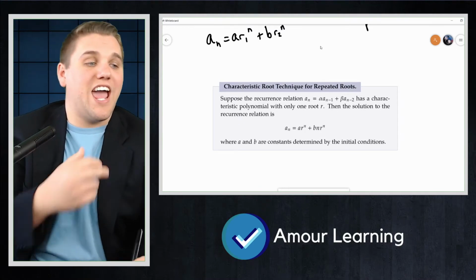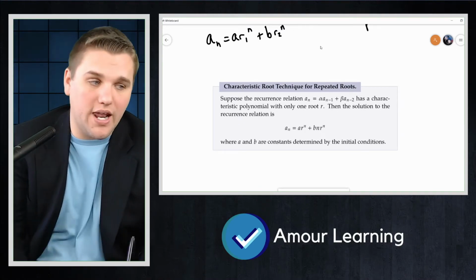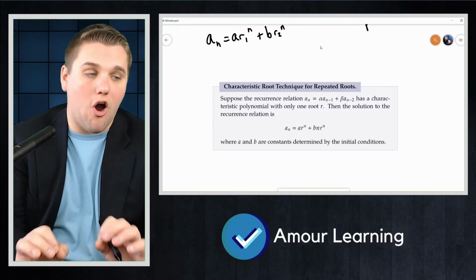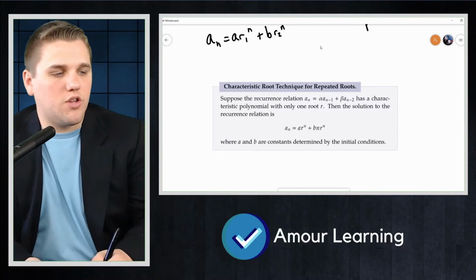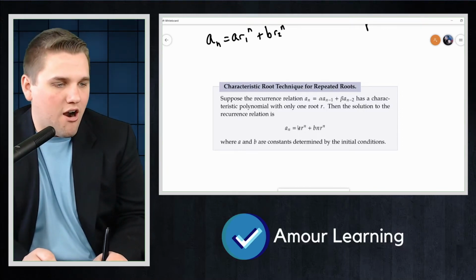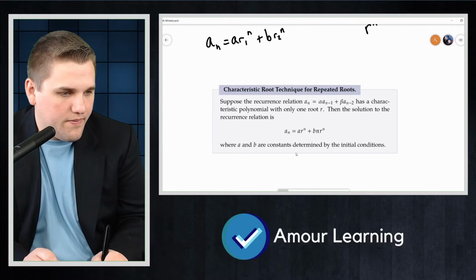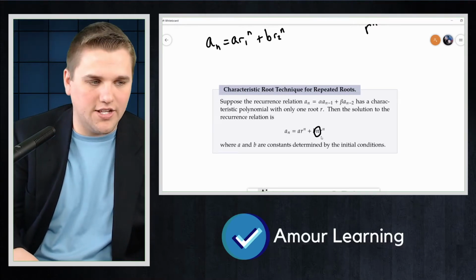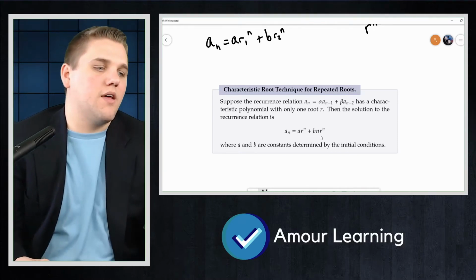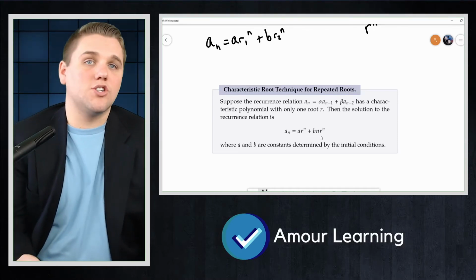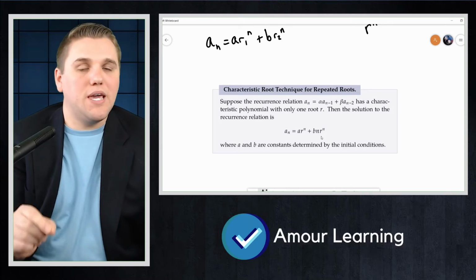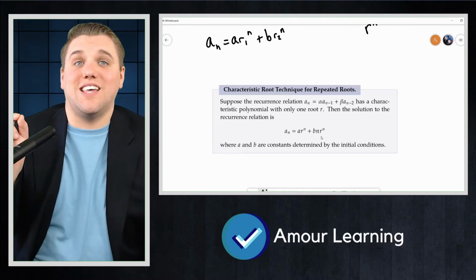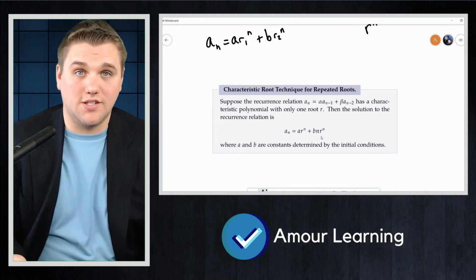Suppose the recurrence relation an equals alpha an minus 1 plus beta an minus 2 has a characteristic polynomial with only one root r. Then the solution to the recurrence relation is an equals a r to the n plus b n r to the n, where a and b are constants determined by the initial conditions. That n is new. Notice the extra n in b n r to the n. This allows us to solve for the constants a and b from the initial conditions.